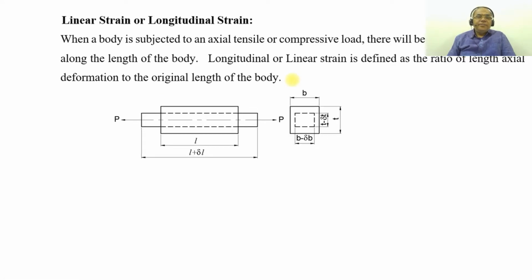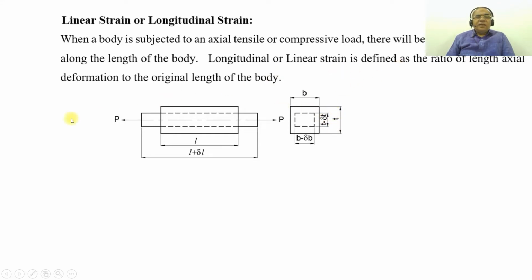So what does it mean? Suppose you have a rectangular member with length equal to L, subjected to an axial tensile load. Here P is the axial tensile load acting on the member. Initially the body has width B and depth or thickness T.